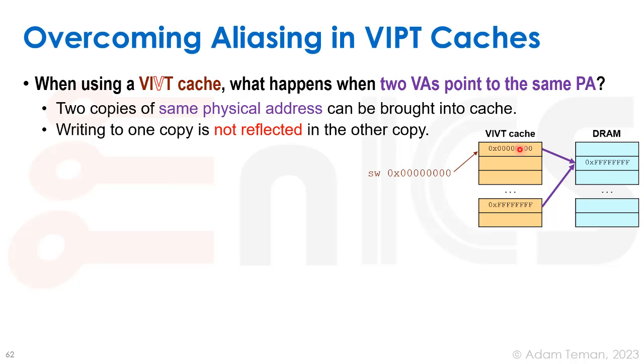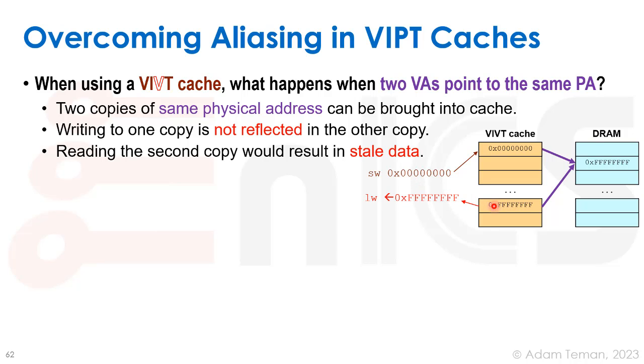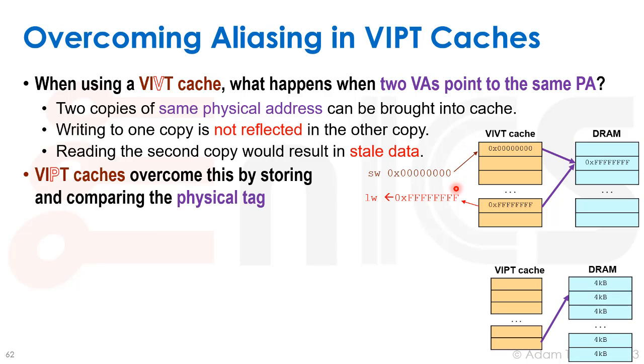And if we have a write-back cache, that's going to stay here, and it's not going to change in the other copy that we have inside the cache. And therefore, if we, for example, load data from the other virtual index, the virtual tag, what's going to happen is we're going to get stale data, and that is called aliasing, and that's something that we are not allowed to have. So how does the VIPT cache overcome this?